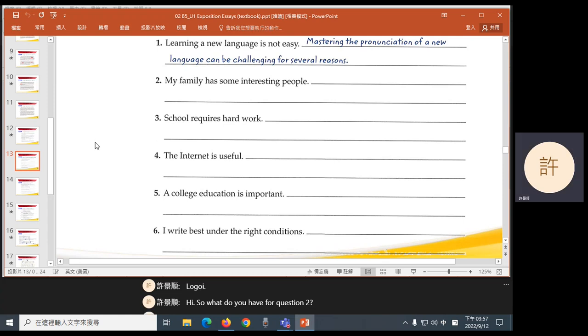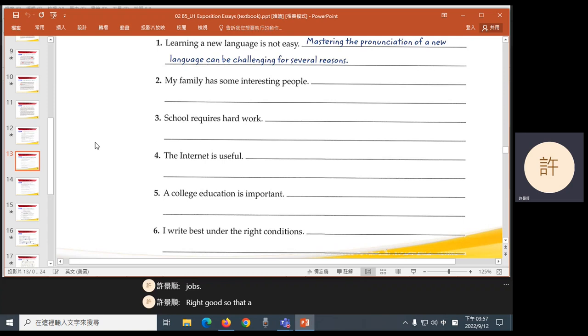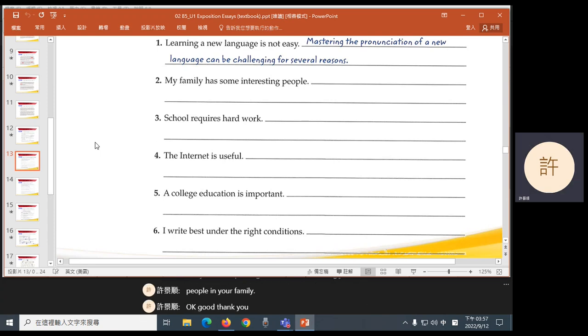So your classmate's answer is to give more information about why they are interesting. So instead of just my family, he says some of my family members. And instead of interesting, he says has some interesting jobs, right? Good, so that adds more detail. And the rest of your essay will be explaining the different interesting jobs of the people in your family. Okay, good, thank you. Number three, school requires hard work.